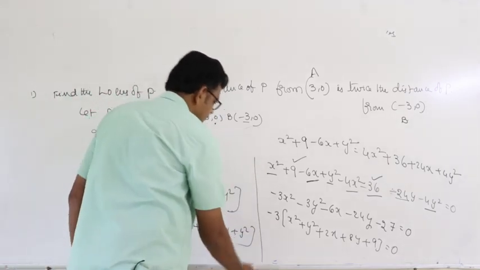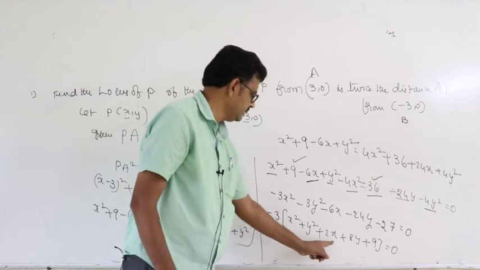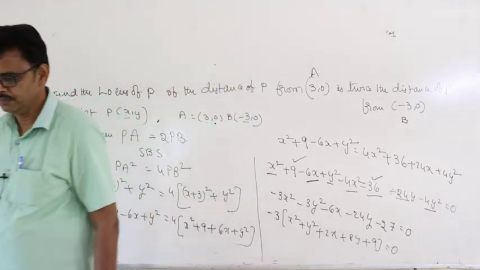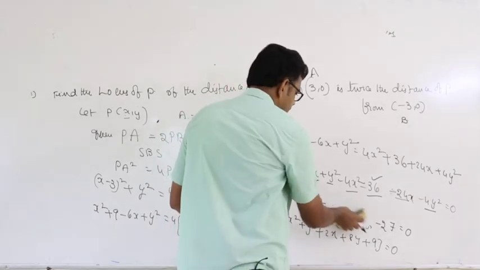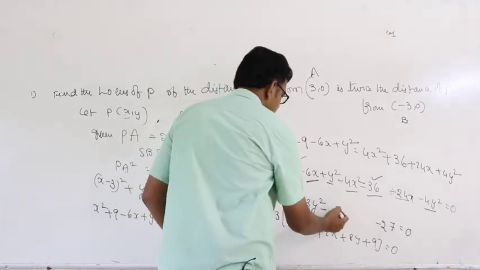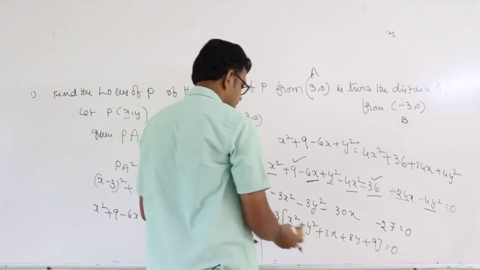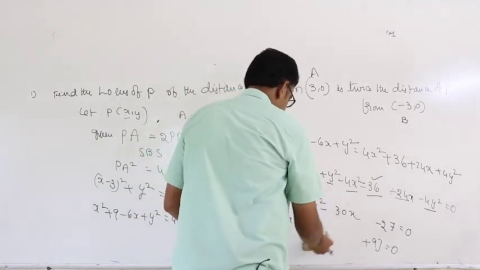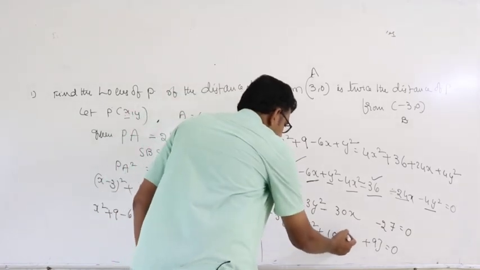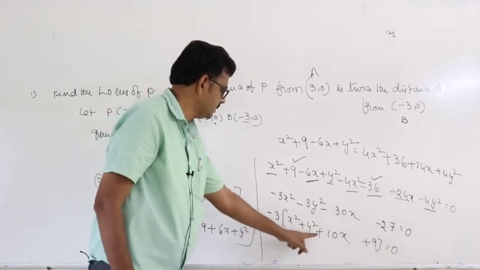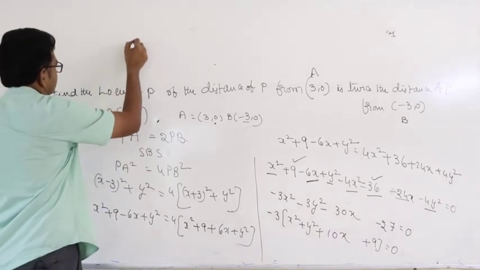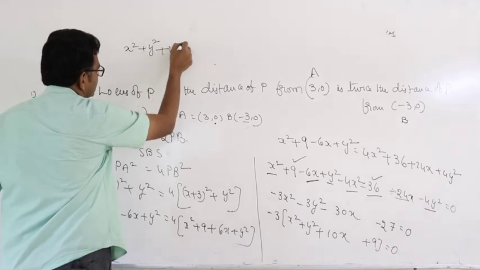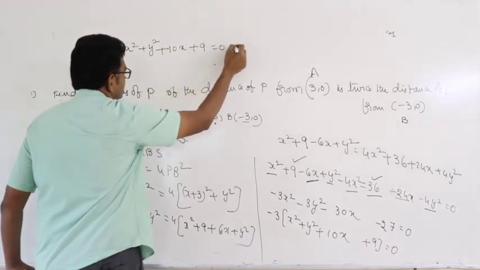Therefore, the locus is x square plus y square plus 10x plus 9 is equal to 0. There is no y term. So this is minus 6x minus 24x, minus 30x, which gives plus 10x after dividing. So the locus is x square plus y square plus 10x plus 9 equal to 0, the equation of the locus.